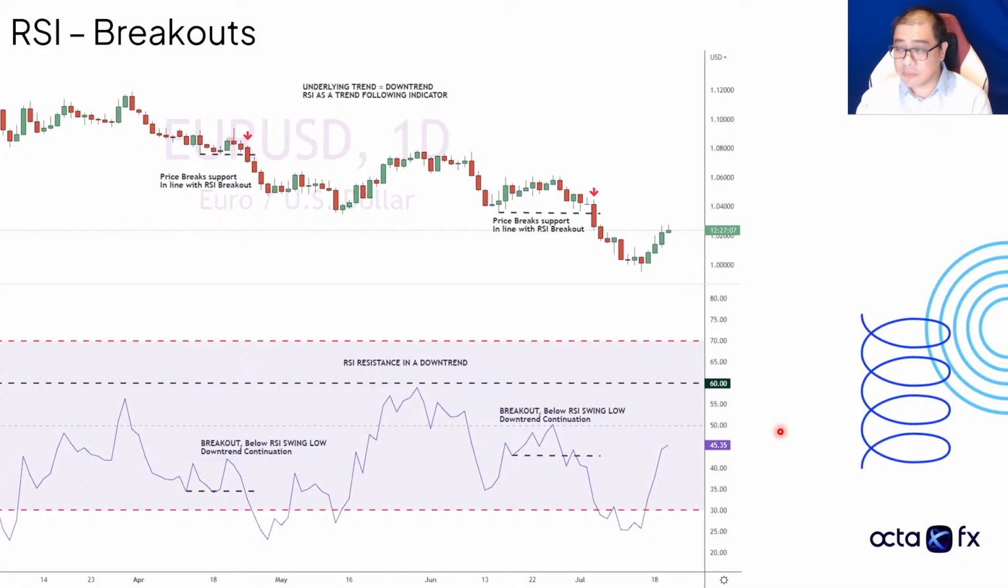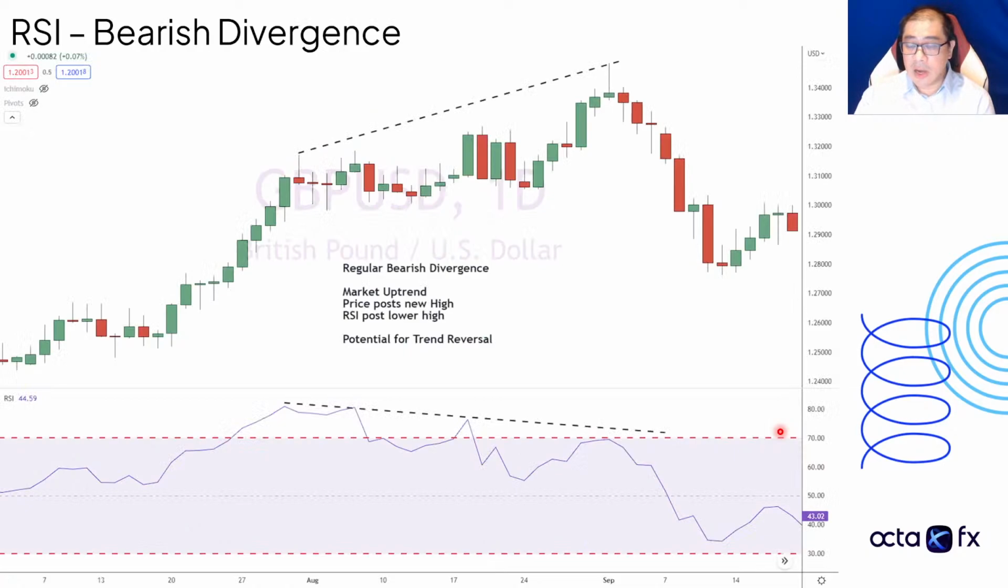Okay, very simple. So RSI bearish divergence, simple logic, very simple. Market goes up, right? Regular bearish divergence, market has to be in an uptrend. Divergence doesn't exist if the market is in a sideways market condition. It has to be trending. So regular bearish divergence: market in an uptrend, price posts a new high, RSI posts a lower high. Again, price continues to create a new high, RSI starts going down. So there's potential for trend reversal.